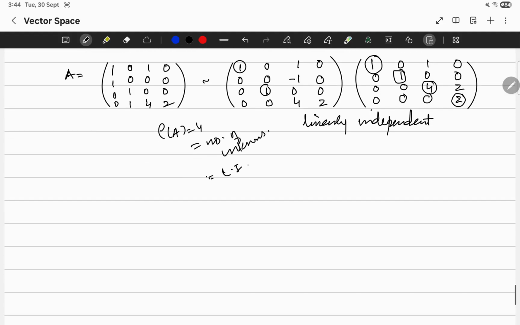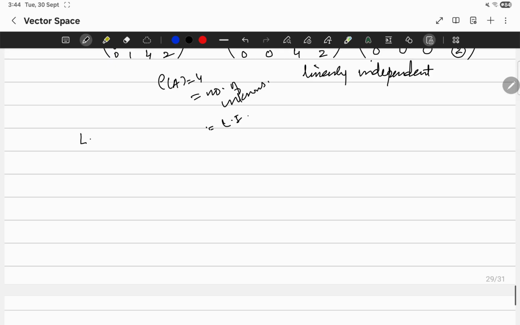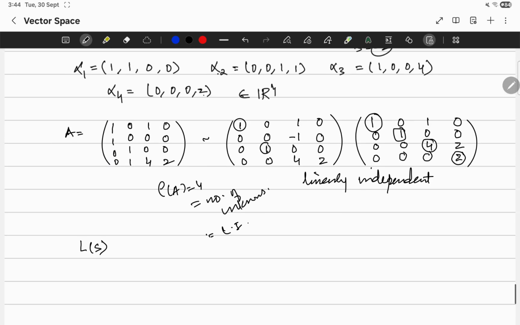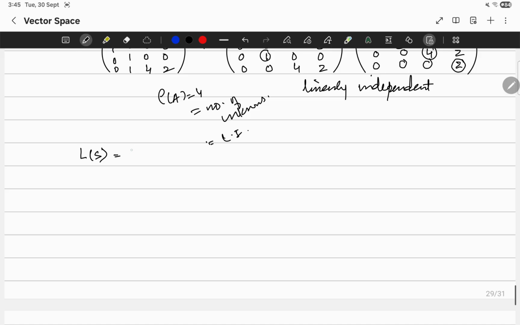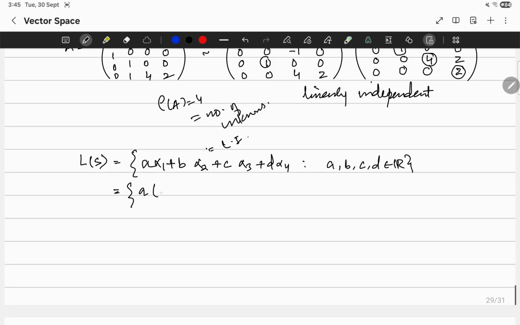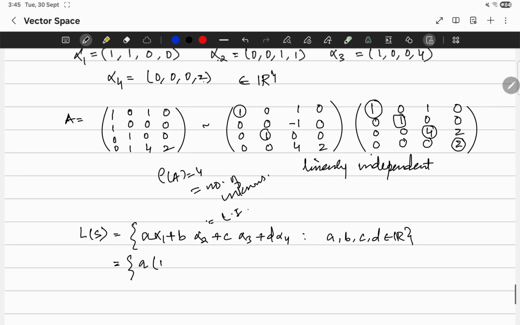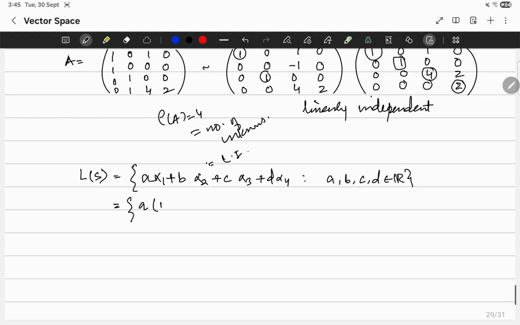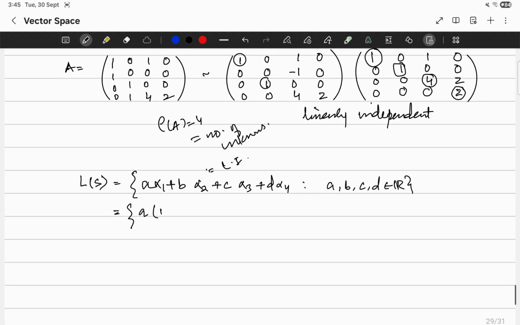Okay, or you can go through the determinant as well. Now check its linear span. So we can't say about the basis yet, because we have to find the linear span. That's your a alpha 1 plus b alpha 2 plus c alpha 3 plus d alpha 4, and these a, b, c and d are the real numbers. So what will you get if you multiply a by 1 1 0 0?